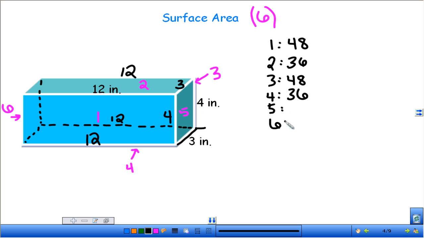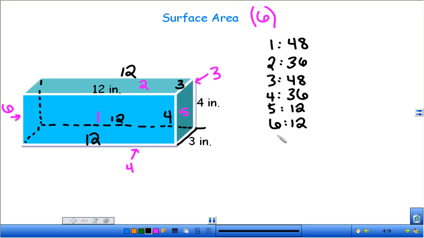And again, those are going to be the same as well, because they're opposite of each other. What's the base of this one? 3. And what's the height of this one? 4. So what's the area of this one? 12. Okay, so the area of this one is 12, which means the area of 6 is 12 as well.